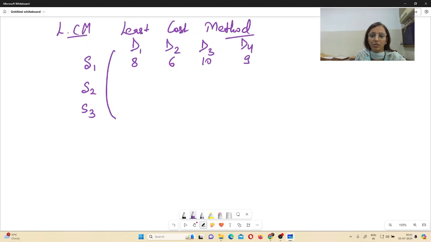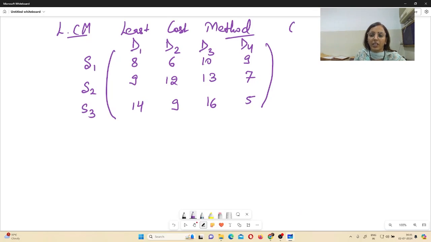And from S2 to the destinations, D1 first is 9, then 12, 13 and 7. And then transferring from S3 to the different destinations is 14, 9, 16 and 5. This information is given to you as per the case study.